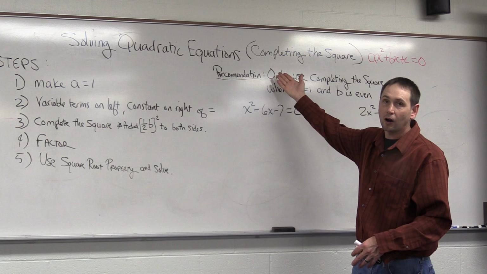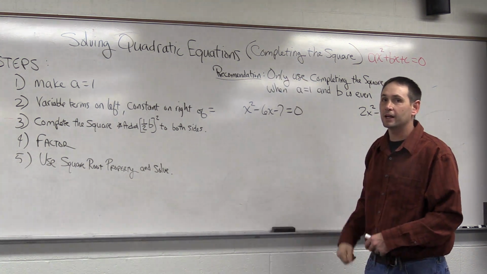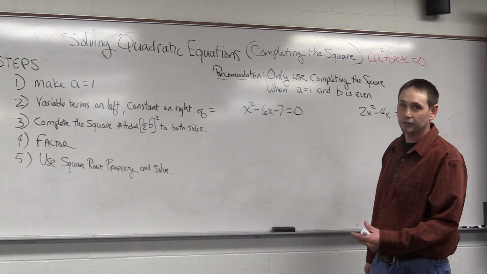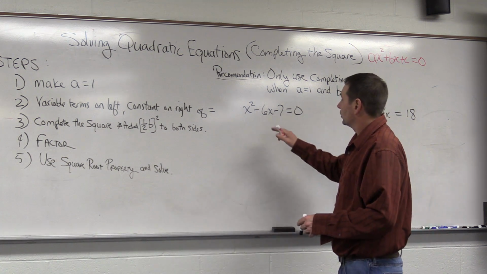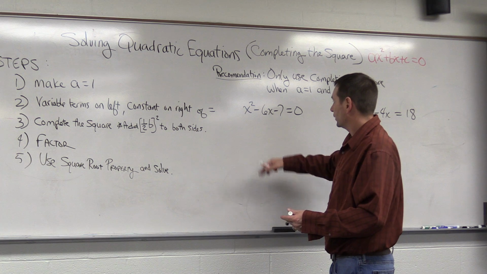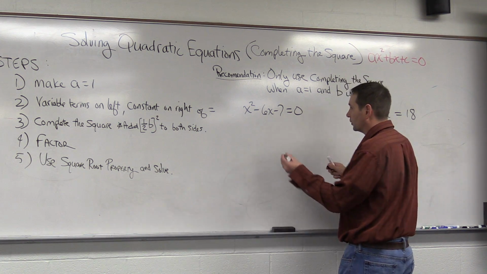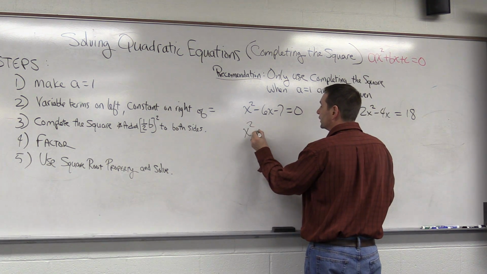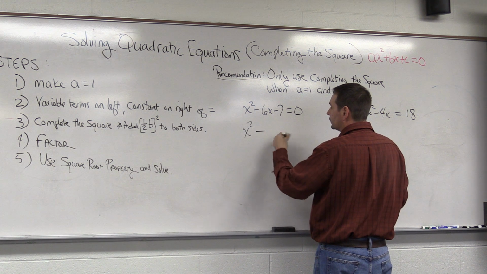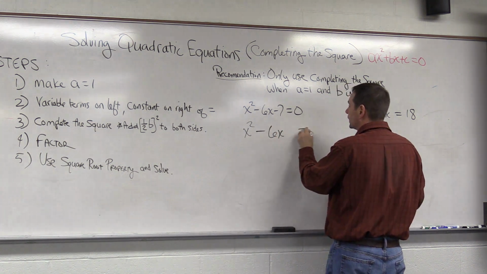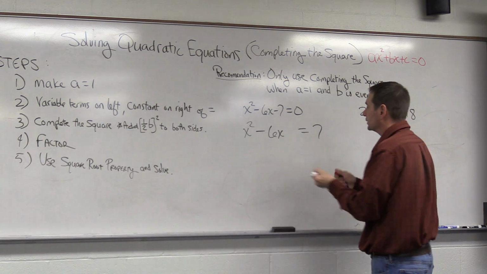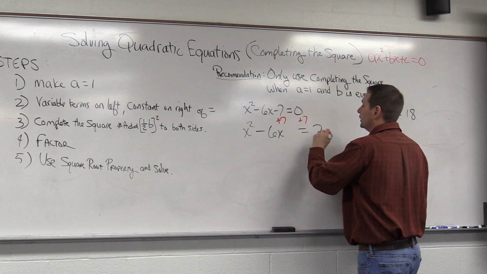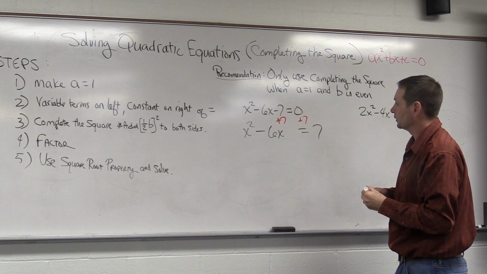But this works for all quadratics. Any single quadratic, even ones that don't factor, you can find the answers to these. So let's look at this one. I can show you that it's going to work with the same thing. I'm going to take the first step. It's already done: a is 1, so I have x squared minus 6x equals 7 by just adding 7 to both sides. Constant on the right side, variable terms on the left.